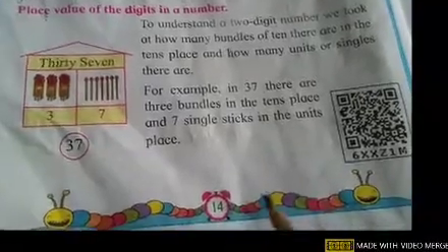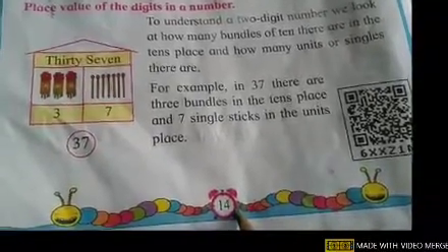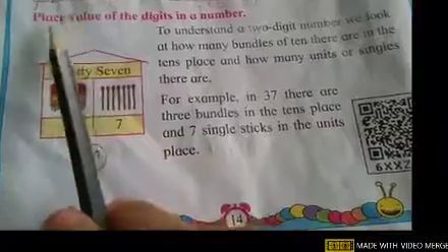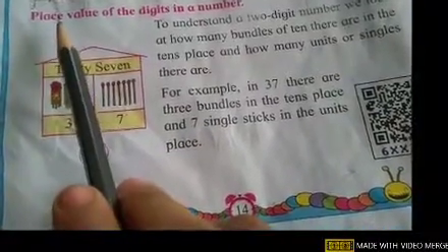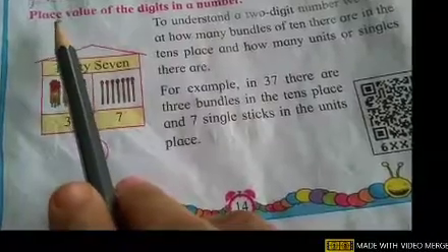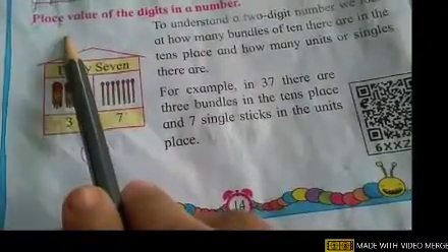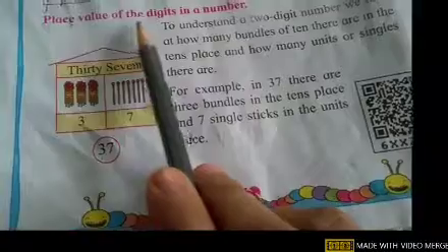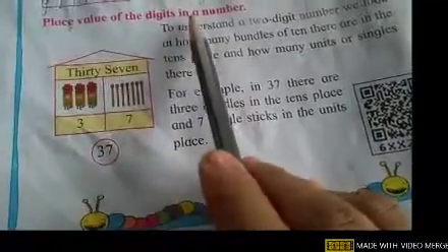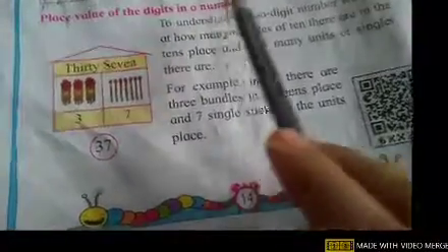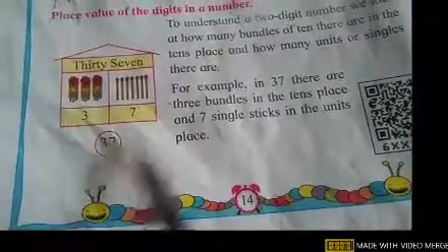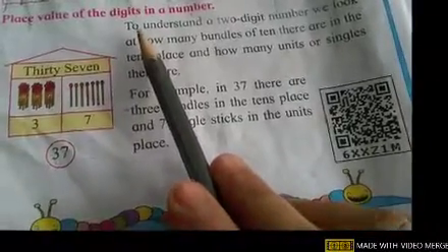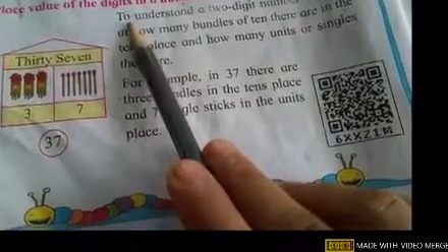Children, open your maths textbook, page number 14. Keep your finger wherever I read, and you also read with me in your mind. Okay? Place value of the digits in a number. So place means what? Position, and value means amount, uski कीमत. Did you get? Now read after with me.